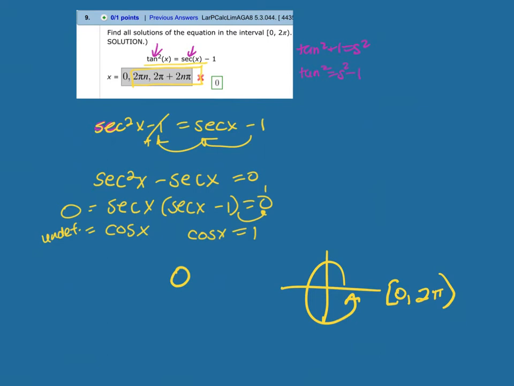I know WebAssign is nitpicky about your format, and so will Canvas be when it grades your quiz, so keep that in mind. I would mark it wrong, I would leave it marked wrong, if you included the 2 pi, because that's not part of your interval.